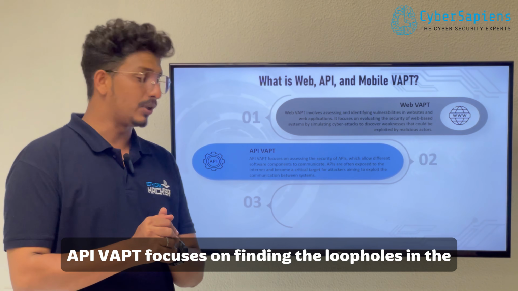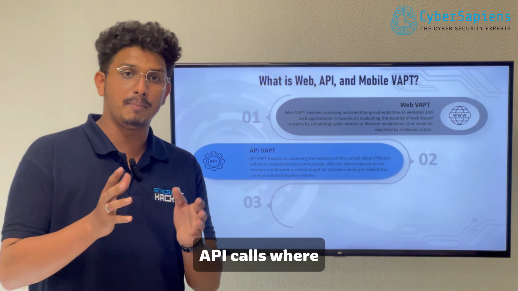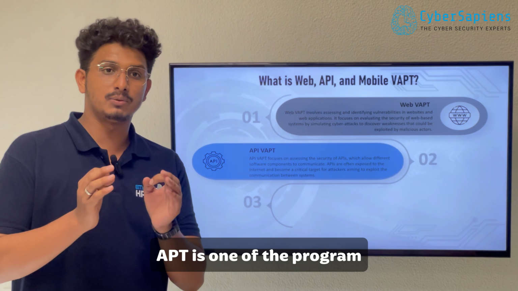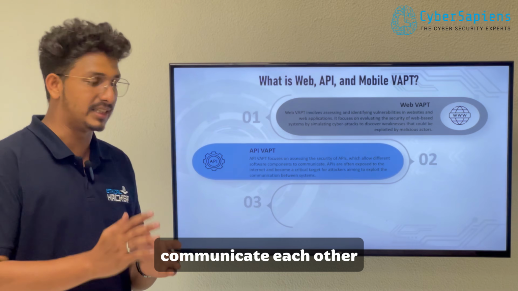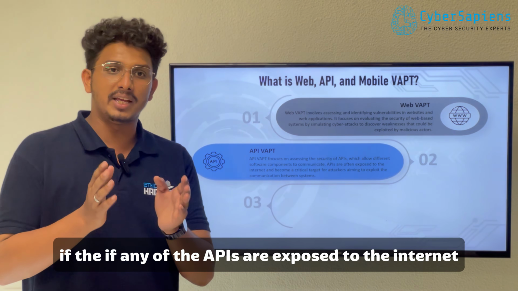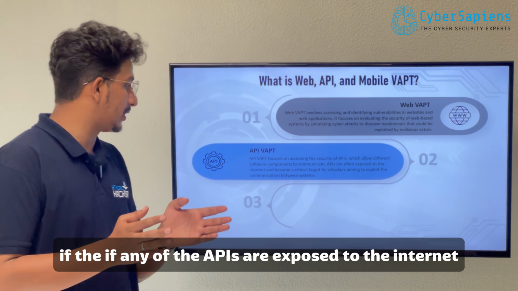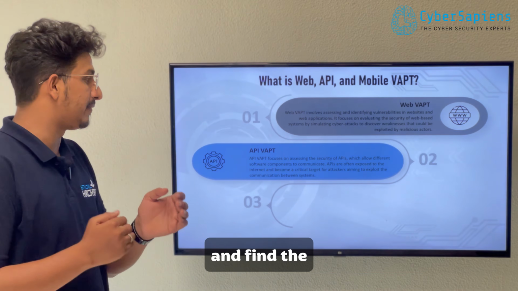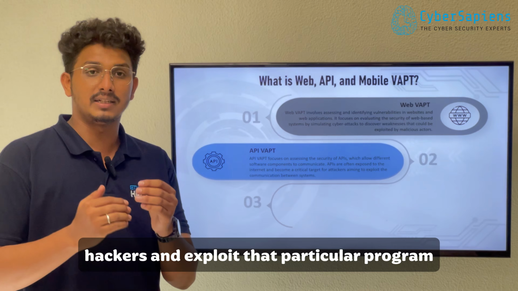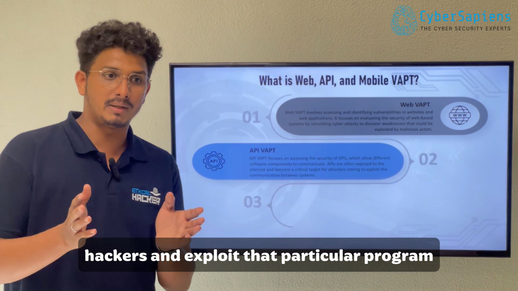So let's move on to the API VAPT. API VAPT focuses on finding the loopholes in the API calls, where an API is a program which allows software to communicate with each other. If any of the APIs are exposed to the internet, it becomes a critical target for hackers to find and exploit that particular program.